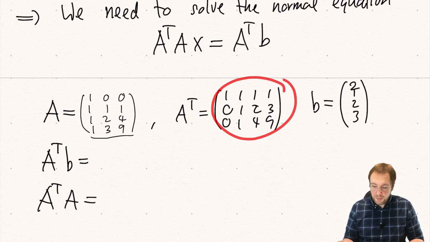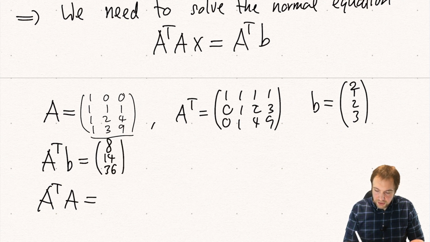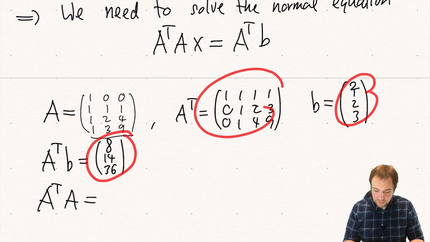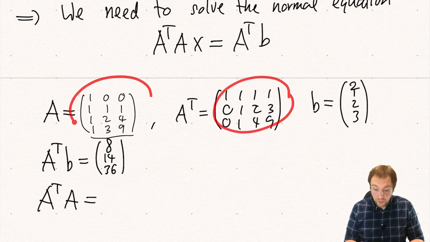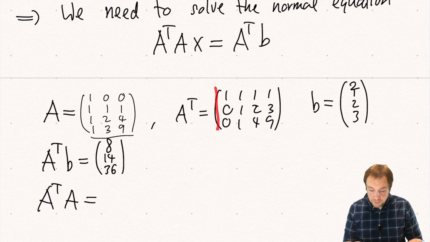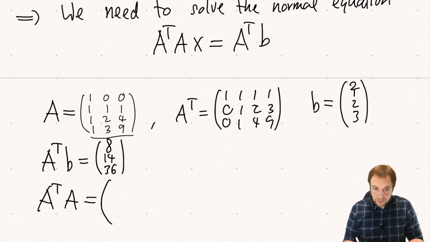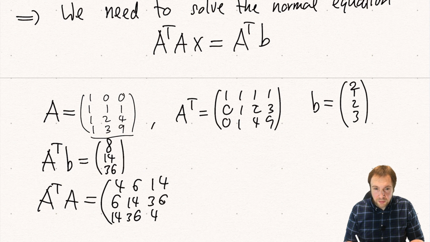Well, if you multiply this matrix with this vector, you get 8, 14, 36. So check that if you multiply this with this, you get this vector here. And if you multiply this matrix with this matrix, what you get in this case is a 3 by 3 matrix, a square matrix: 4, 6, 14, 6, 14, 36, 14, 36, I think 48.